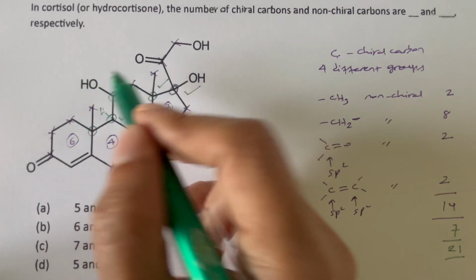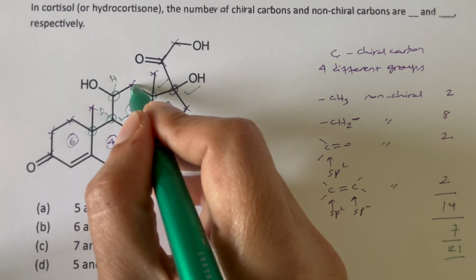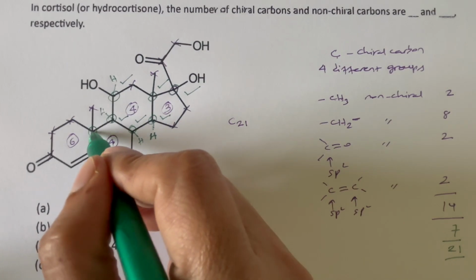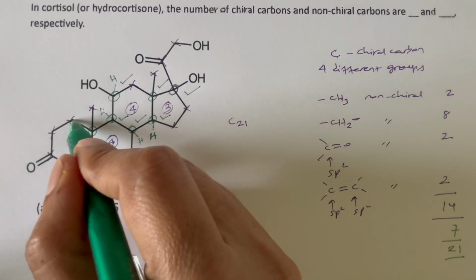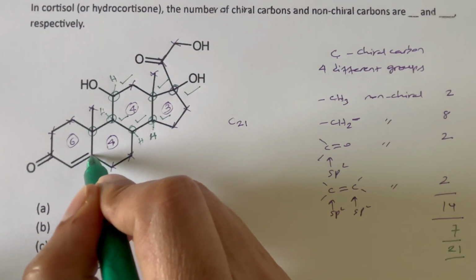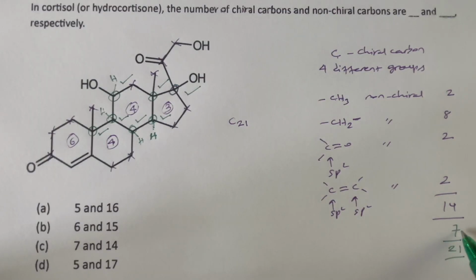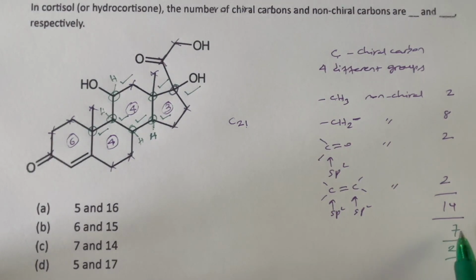How about here? We have alcohol functional group. There is a hidden hydrogen and then methylene and then CH. Therefore this is also chiral. How about here? We have a methyl group and then CH2 and then sp2 carbon and then CH. Therefore this is also chiral. So we have 7 chiral carbon atoms, 14 non-chiral carbon atoms. Total 21 that we already got. So 7 and 14. This means option C is correct.